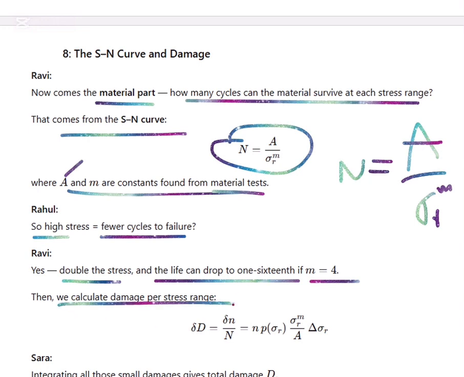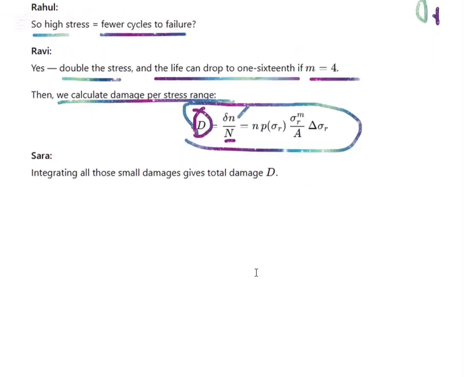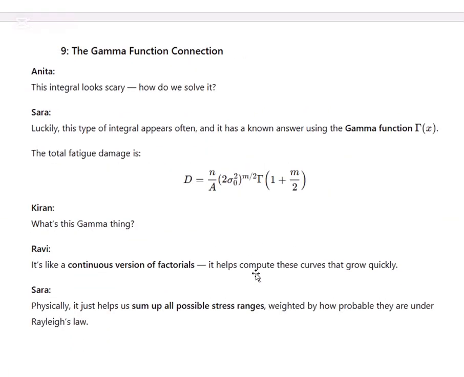Then we calculate the damage per stress range. For that particular stress range, with its number of cycles, what is the damage? Integrating all those small damages gives the total damage. This integral looks scary, so how do we solve it? This type of integral appears often and has a known answer using the gamma function.